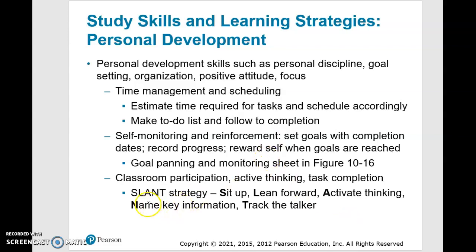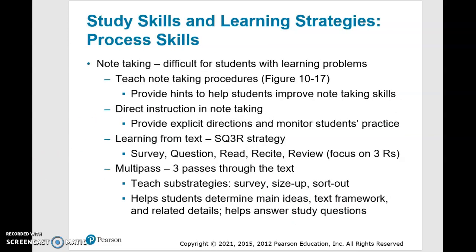There's another strategy called SLANT. This is in your textbook and it promotes active thinking and task completion. So you could teach them, today we're going to learn a new strategy. This is called the SLANT Strategy. It stands for sit up, lean forward, activate thinking, name key information, and track the talker. And you could work through that with them, do some modeling, guided practice, independent practice, stuff like that to teach that new strategy.